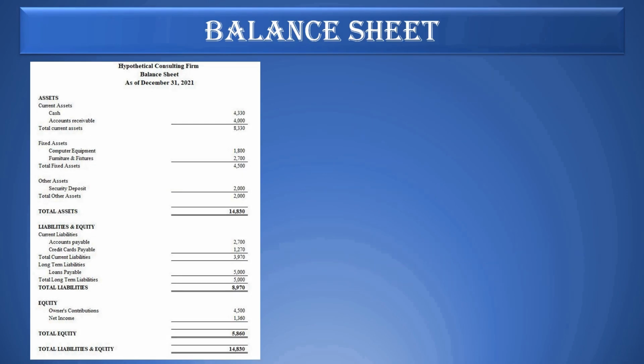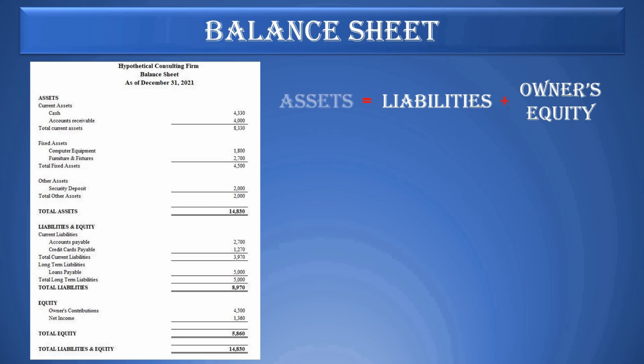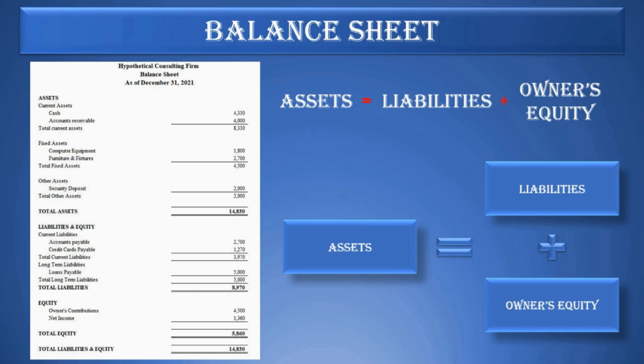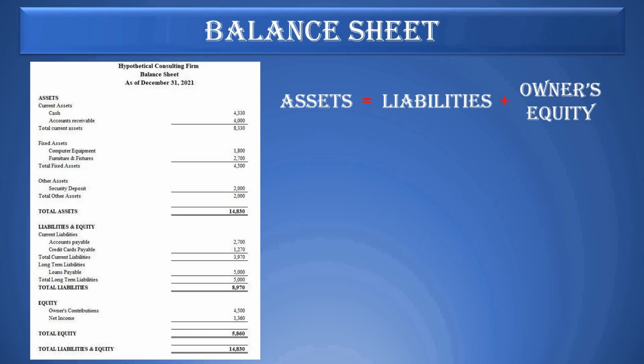The most important point here is that total assets must always equal the sum of total liabilities and total equity. Hopefully, it rings a bell that this statement resembles our accounting equation that was introduced earlier. As you recall, the accounting equation states that assets equal liabilities plus owner's equity. So the balance sheet presents the assets of the company as well as the claims against those assets.